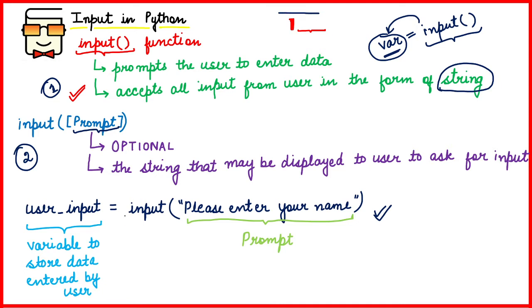Okay, otherwise if you have not specified the prompt statement, then you will directly see a cursor blinking on the screen where the user will be expected to enter the input. Okay, so how do you write the prompt statement in the input function? You specify it as a string. That means you write it enclosed in quotation marks.